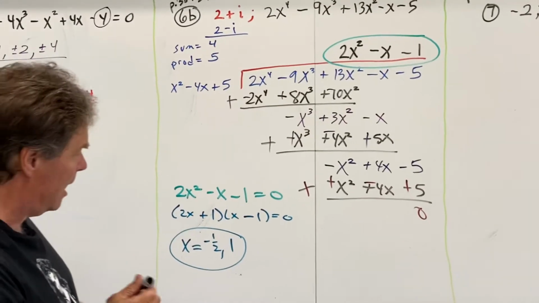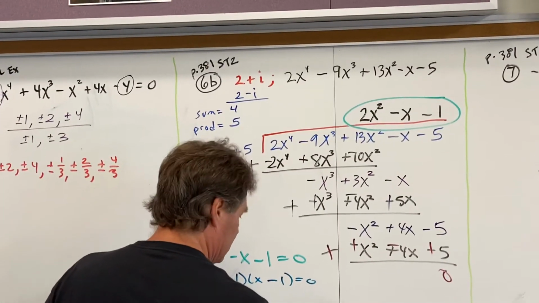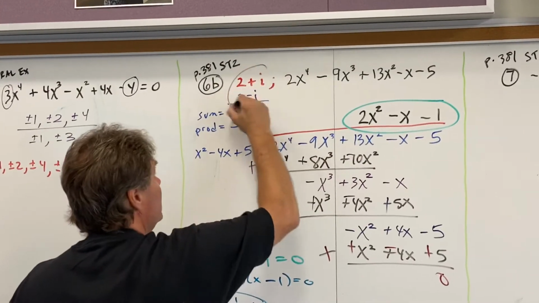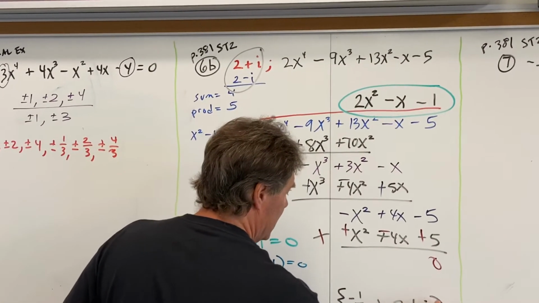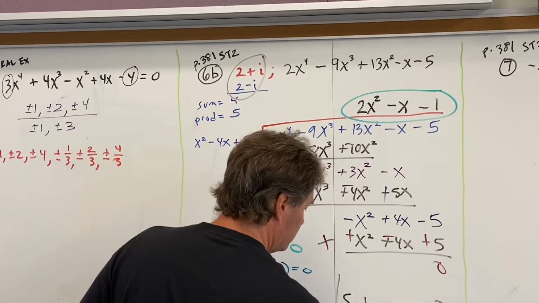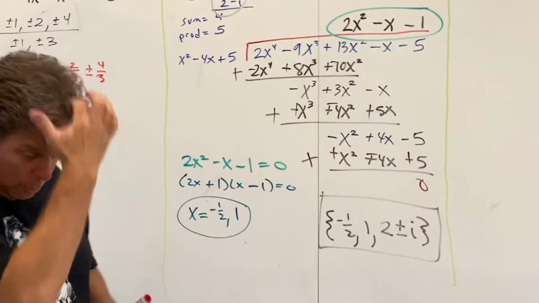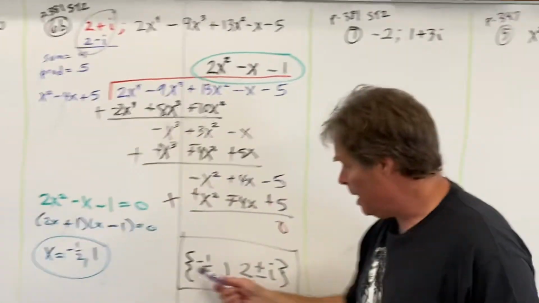So the entire solution set will be these two guys, negative 1/2 and 1, and these two guys, 2 plus or minus i. That is the 4 solutions. And actually, this is a good example when we're talking about the rational root theorem, okay? Look, this is a good example.